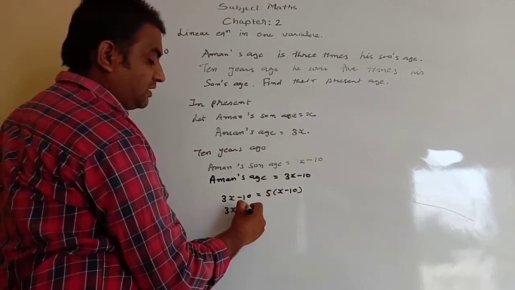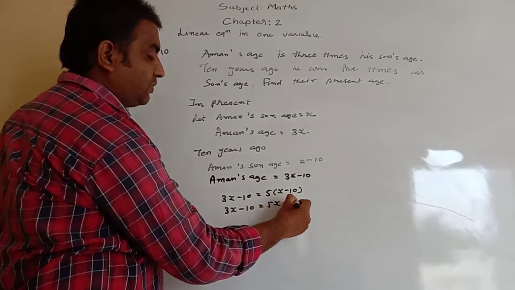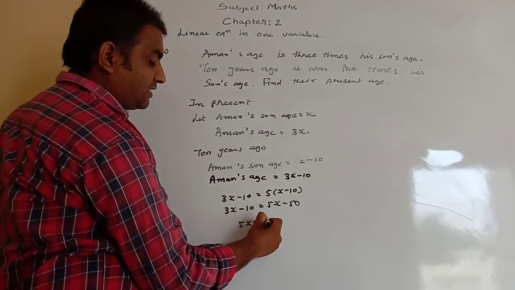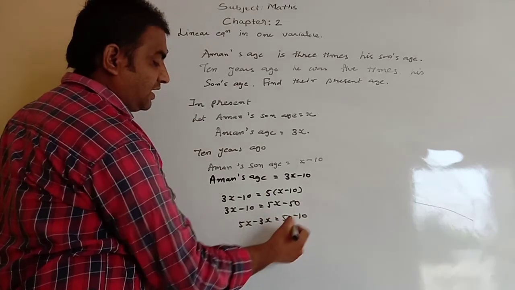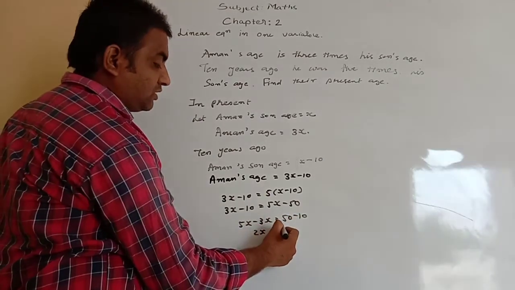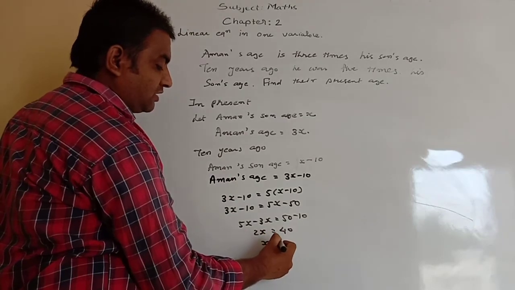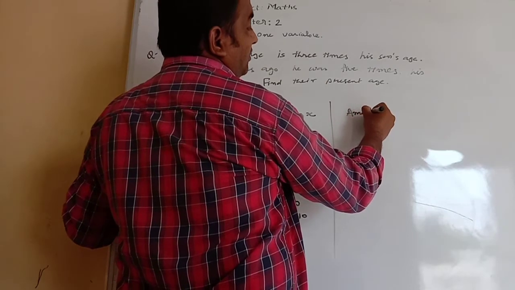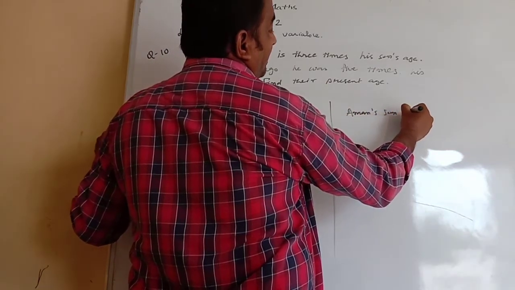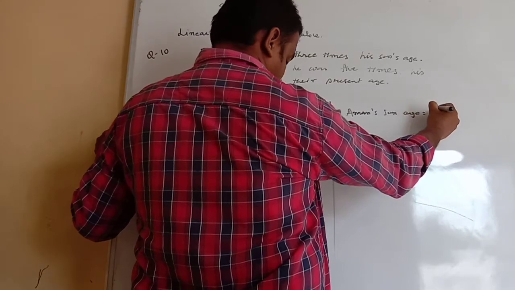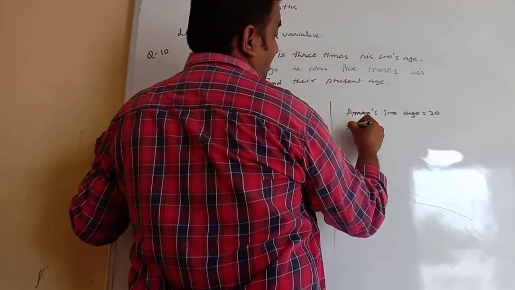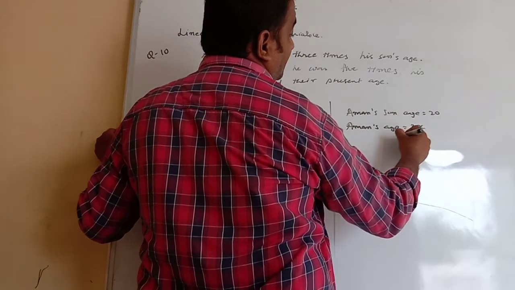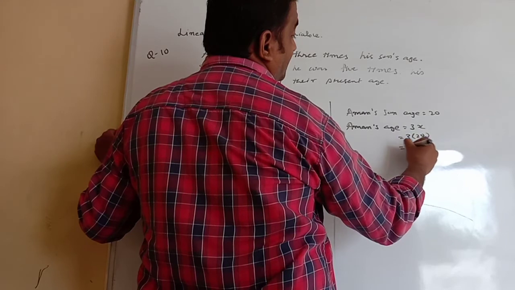So 3x minus 10 equals 5x minus 50. So 50 will transfer to this side. So 5x minus 3x equals 50 minus 10, and so it is 2x equals 40. So x equals 20. And so Aman's son's age will be x, so 20 years, and Aman's age will be 3 into x, 3 into 20, which is 60 years.